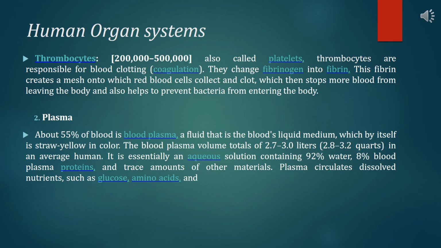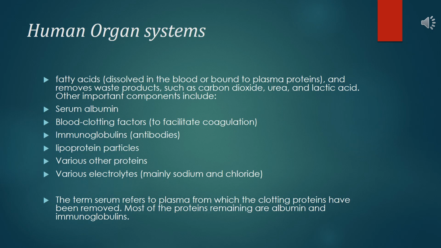Plasma: about 55% of blood is blood plasma, a fluid that is the blood's liquid medium, which by itself is straw yellow in color. The blood plasma volume totals of 2.7 to 3.0 liters (2.8 to 3.2 quarts) in an average human. It is essentially an aqueous solution containing 92% water, 8% blood plasma proteins, and trace amounts of other materials. Plasma circulates dissolved nutrients, such as glucose, amino acids, and fatty acids, dissolved in the blood or bound to plasma proteins, and removes waste products, such as carbon dioxide, urea, and lactic acid.